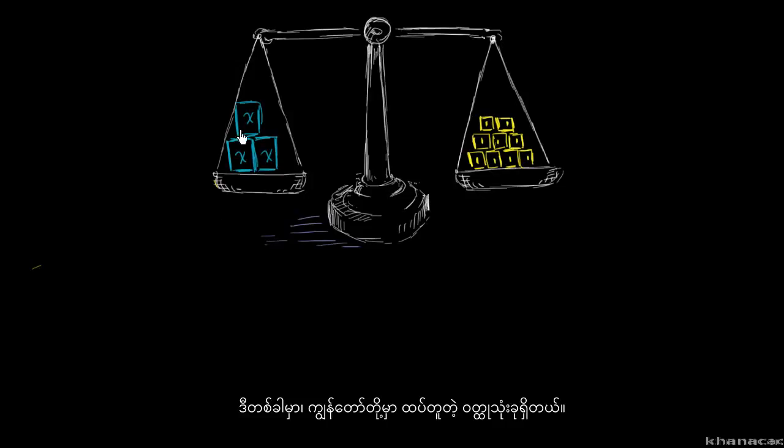So once again, we have three identical objects. They all have the same mass, but we don't know what the mass is of each of them. But what we do know is that if you total up their mass, it's the same exact mass as these 9 objects right over here. And each of these 9 objects has a mass of 1 kilogram. So in total, you have 9 kilograms on this side.